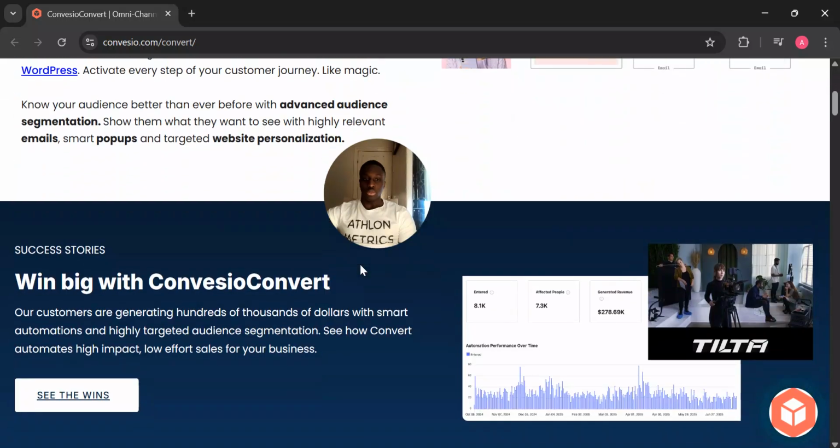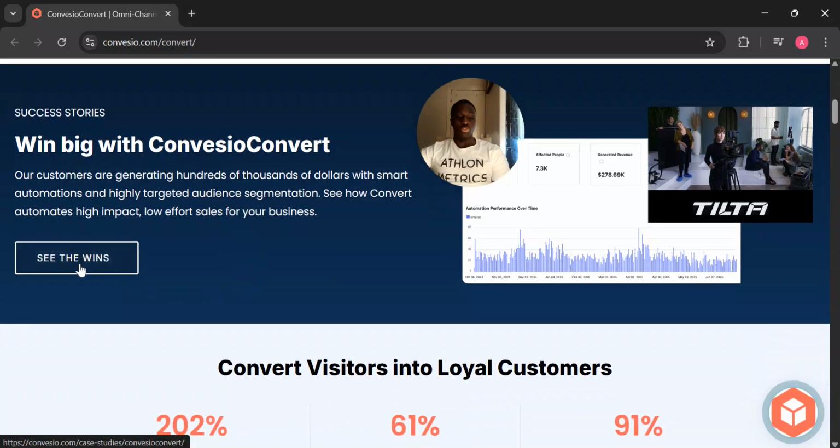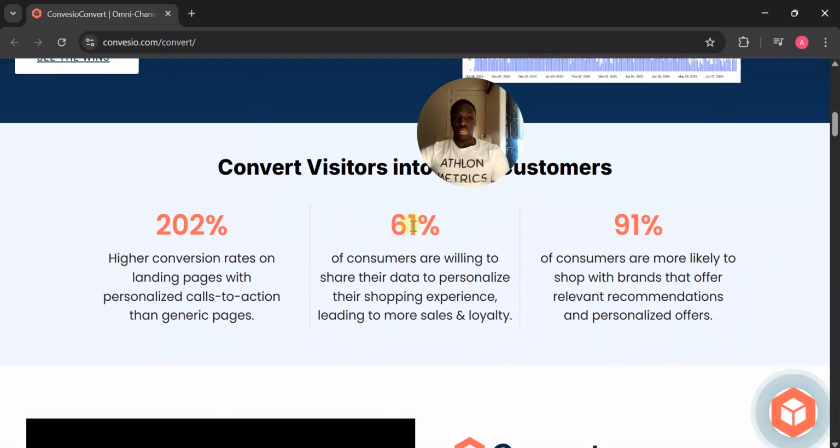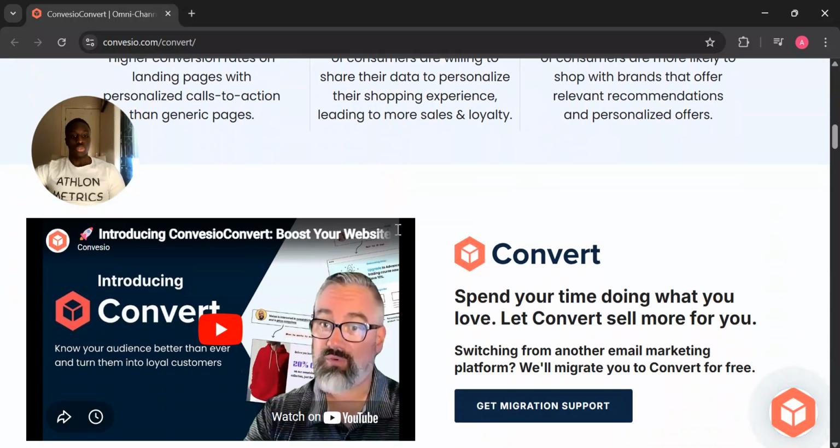And then if we scroll down, we can see immediately a proof of credibility with this customer success story and how these customers were able to generate hundreds of thousands of dollars using the smart automations provided by Conversio. Right, so this is really good. You can go and individually read the case study if you want, and then click on more stats that are really attractive, like 202% higher conversion rates on the landing pages, right? And 61% of consumers being willing to share their data on this one as well. So this is really great.